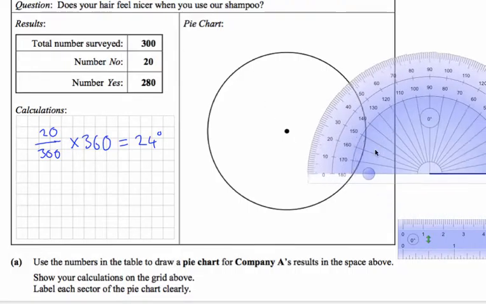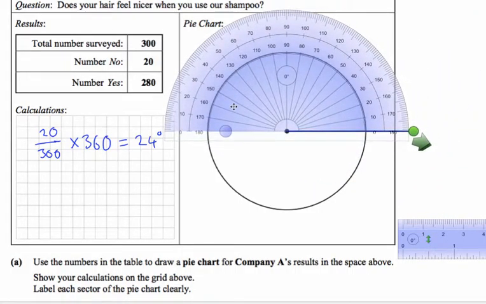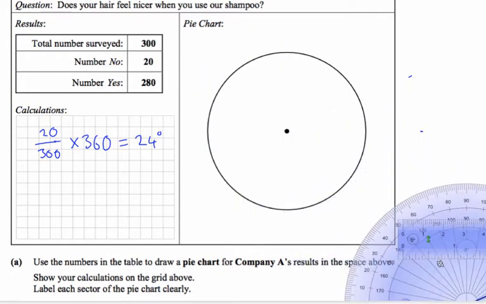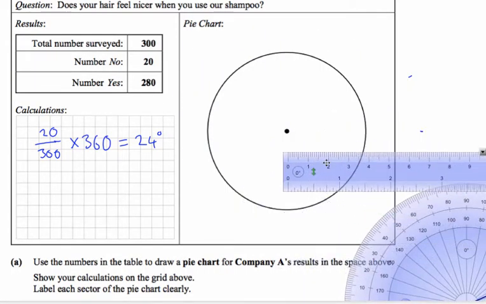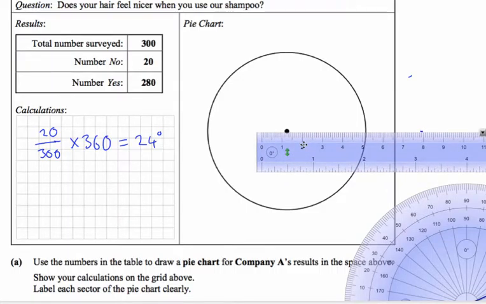The first thing we do is we get our protractor and we put it on the circle like this, with the center point at the center. Then we're going to measure up 24 degrees, which is just there. From the center, we're going to mark the 0 line, and we're going to mark the 24 degree line. Then we're going to take the ruler up here and we're going to draw those lines in.